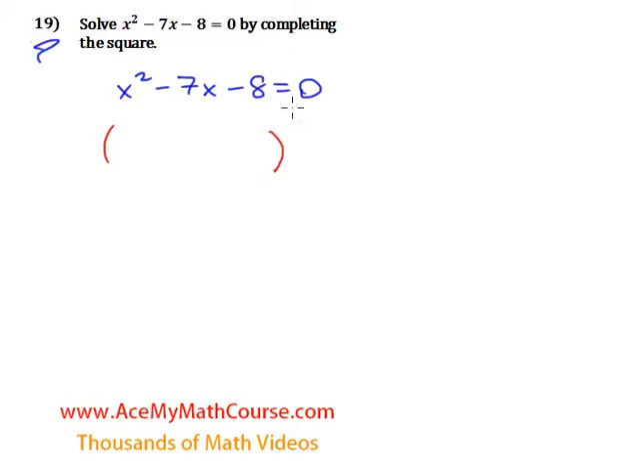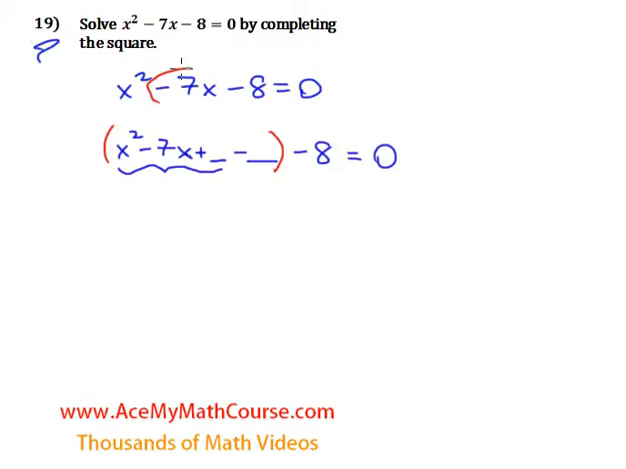Just going to leave the minus 8 outside here, bring down the 0, and we still have x squared minus 7x over here. Now we want to add a number, and we want to take it away as well. A number that will make this a perfect square trinomial. And what will that number be?